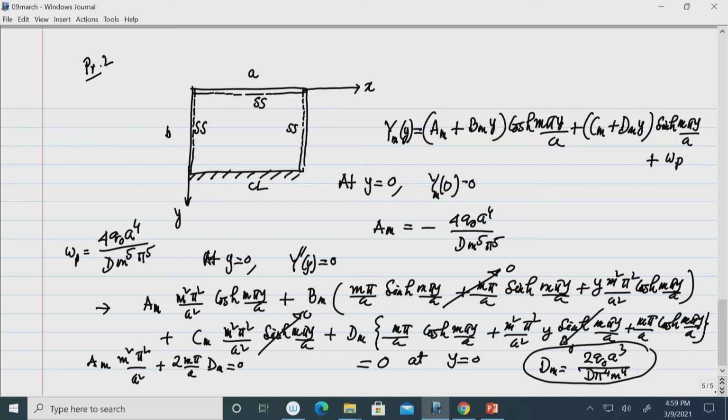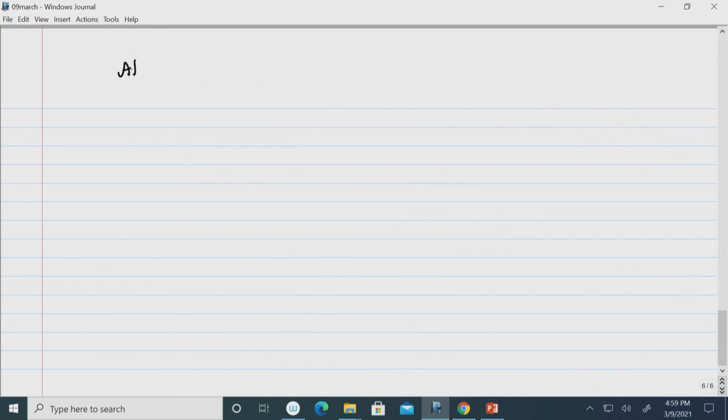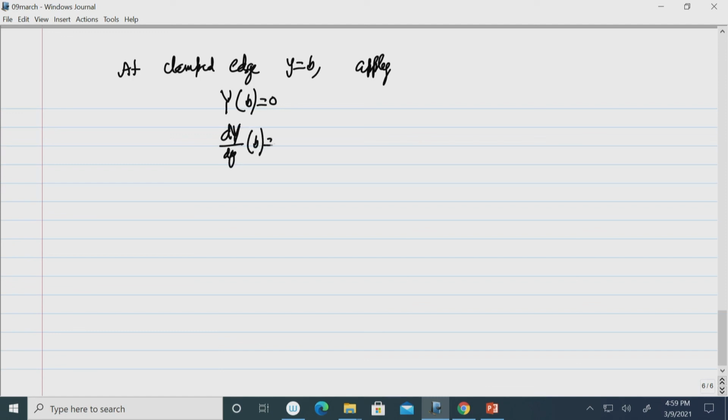The other two constants will be found by applying the boundary conditions at these edges, that is the clamped edges. At clamped edges, that is y equal to b, apply this equation and dY by dy, capital Y of course, at b equal to 0. By using these two equations, you will be able to get the remaining constants.